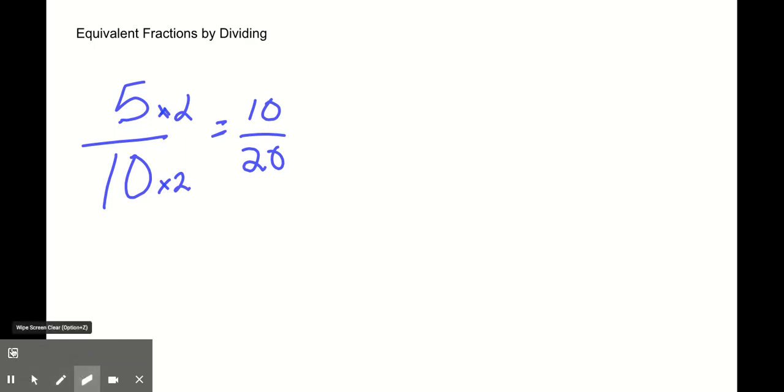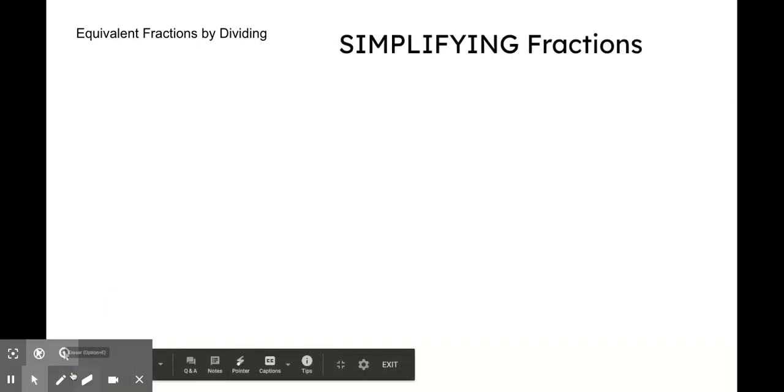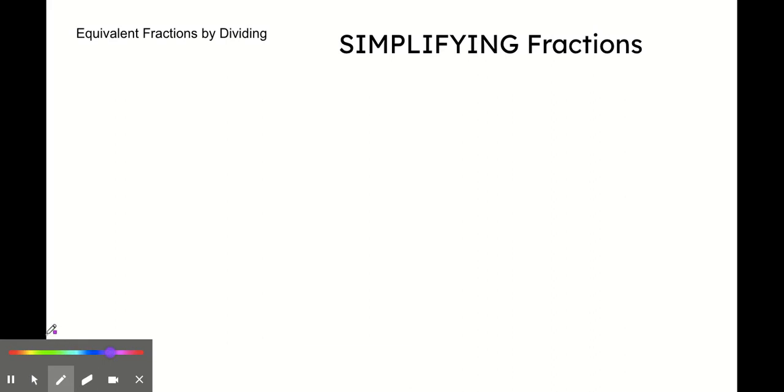And this is actually a way I want you guys to learn too, because it's super important to know when to divide and when to multiply. So to find equivalent fractions by dividing, they call it simplifying fractions. Okay? So instead of saying, oh, I'm going to find an equivalent fraction by dividing, you just say, I'm going to simplify my fraction. So let me give you an example here.